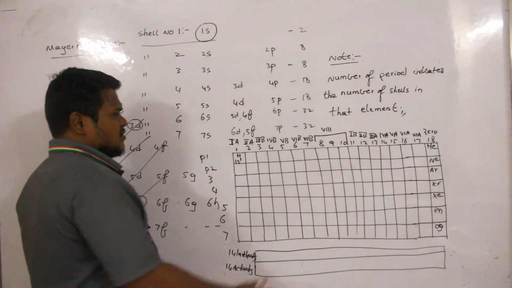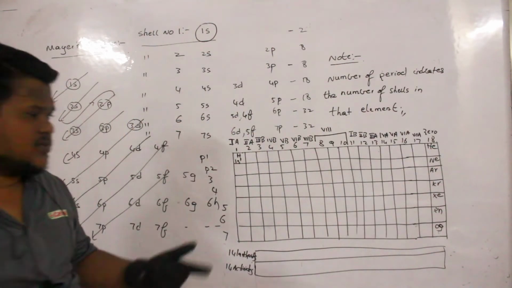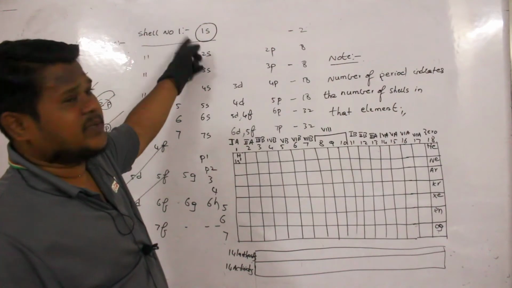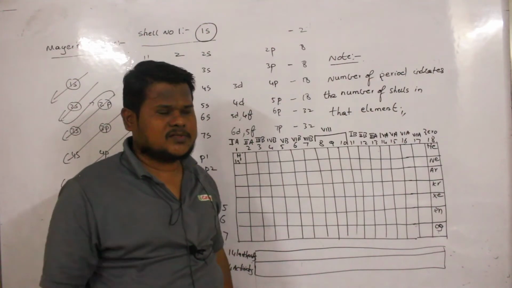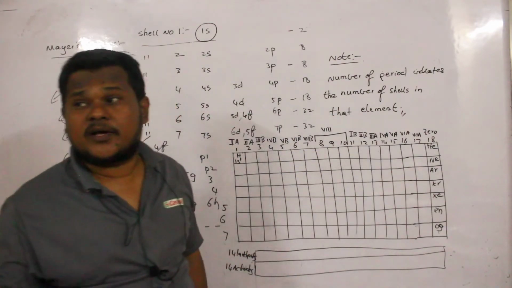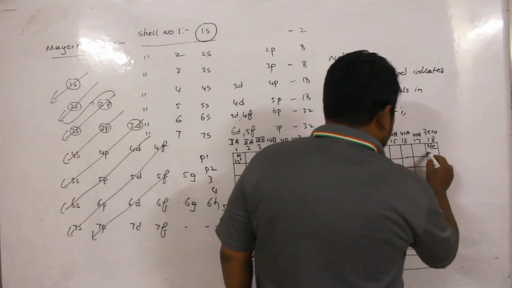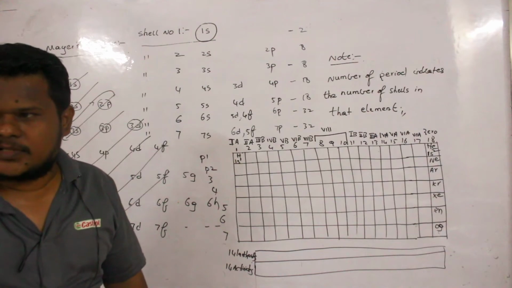Clear? So can you say what is the configuration of helium? 1s2. That's all, no? Because the first period or first shell can accommodate only 2 electrons. One electron configuration is 1s1 and the second one is 1s2. So the configuration of this one is 1s2. Are you able to understand?